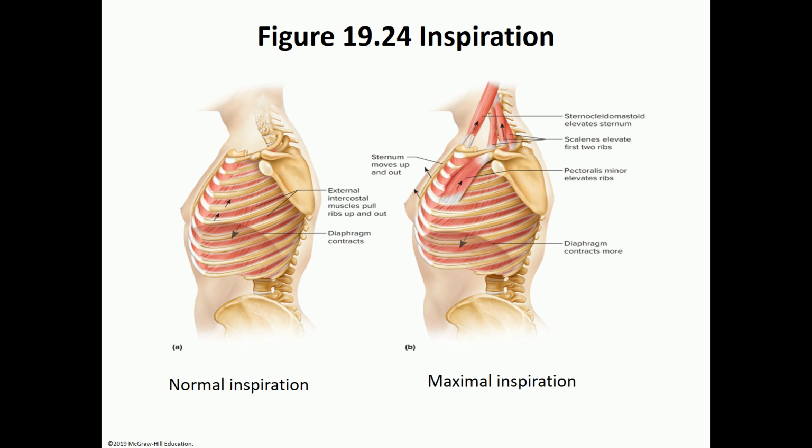Here again, you can see the muscles of normal inspiration. That again is the diaphragm and the external intercostals. Here you see the muscles of maximal inspiration. And that would be the sternocleidomastoid, the scalene muscles, there are 3 of them, and the pectoralis minor. All of these are going to further expand the thoracic cavity.